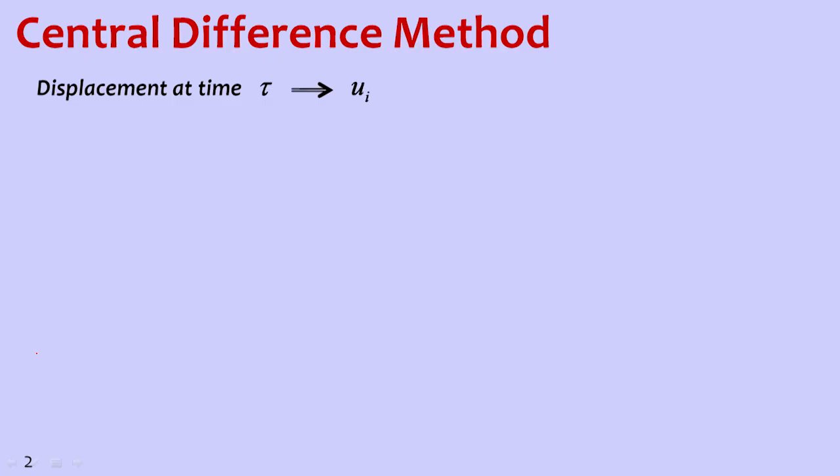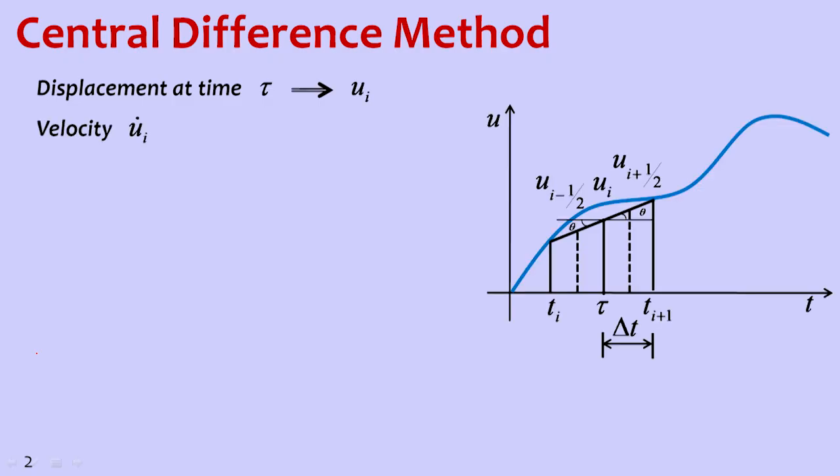So, this central difference method basically depends on the assumption that at time step t equal to tau, we need to know the values at i plus 1 and i minus 1. So, u, or the displacement at time step i, will be calculated by using the i plus 1 step and the i minus 1 step. Similarly for velocity also.